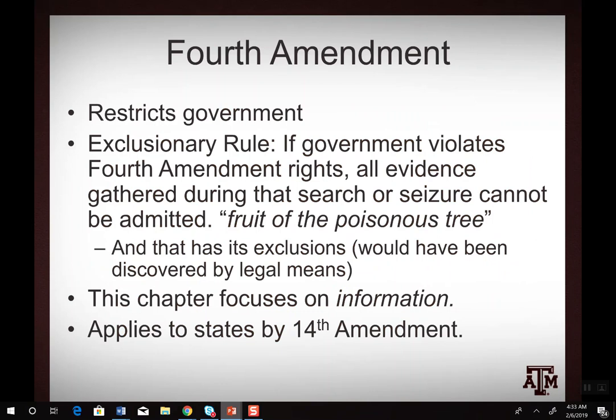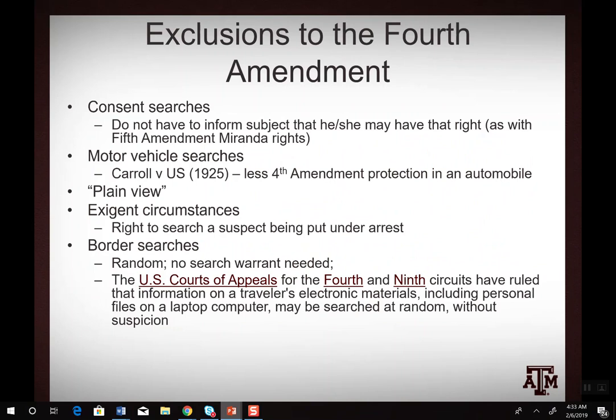So also remember that any of your Bill of Rights applies to the states through the 14th Amendment. So you have Fourth Amendment protection rights at the federal, state, local, it doesn't matter if it's a government or agent of the government. So there are exclusions to the Fourth Amendment. So you can consent to search.